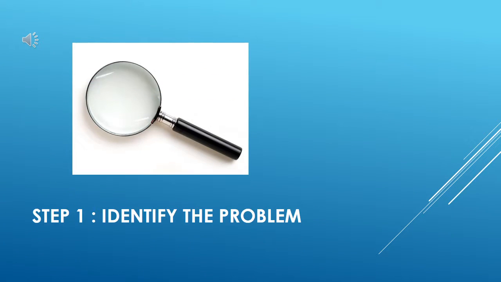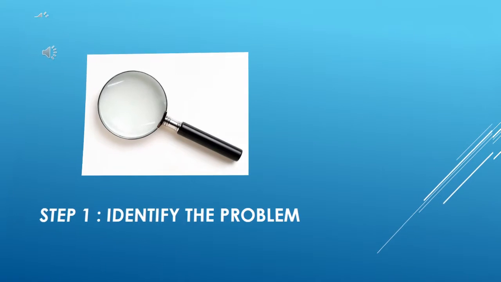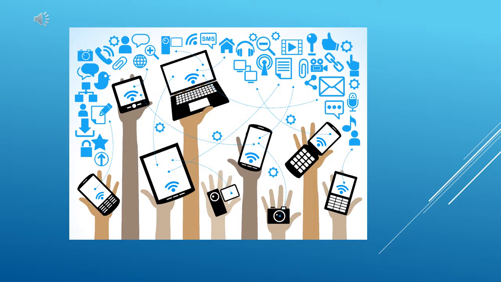The first step in the decision making process is identifying the problem. The problem is simply the situation in which we will be making the decision. The first problem we will identify is what piece of technology to buy.